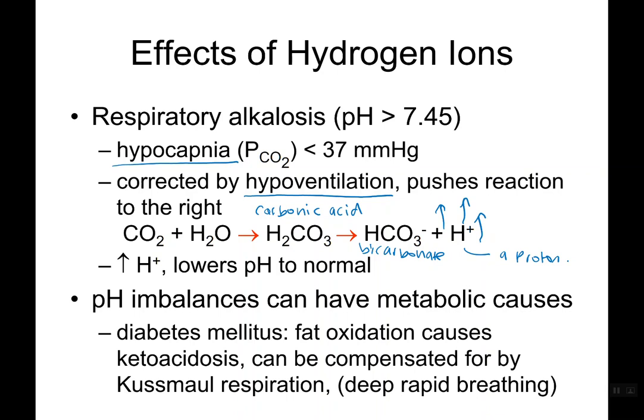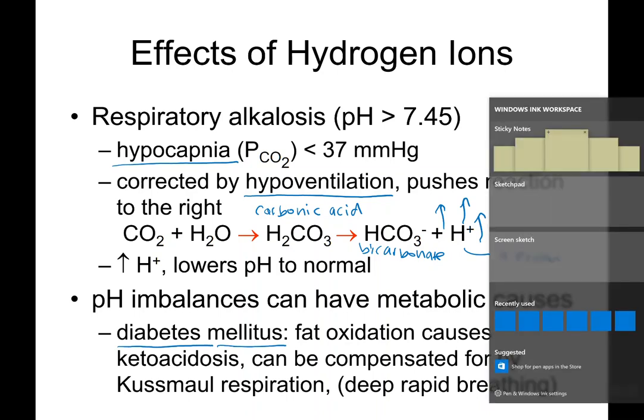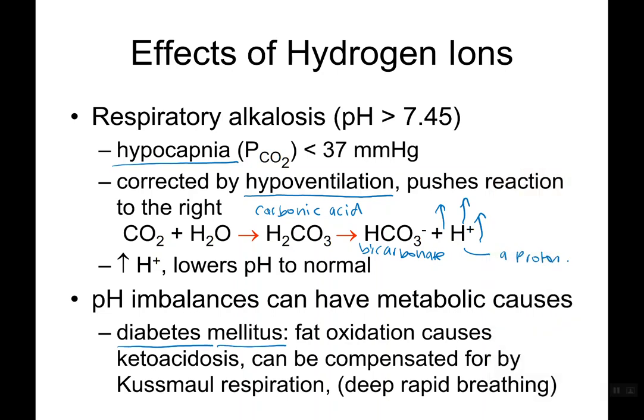So pH imbalances can have metabolic causes. A primary one that you see a lot clinically is diabetes mellitus. So when you have this kind of diabetes, if it's regulated poorly, all the glucose that comes from the food you eat doesn't enter your cells and tissues and just stays in your blood. So to compensate for this, your body begins to mobilize other fuel sources. So fat and protein get oxidized instead, and fat oxidation causes ketone bodies to build up in the blood.